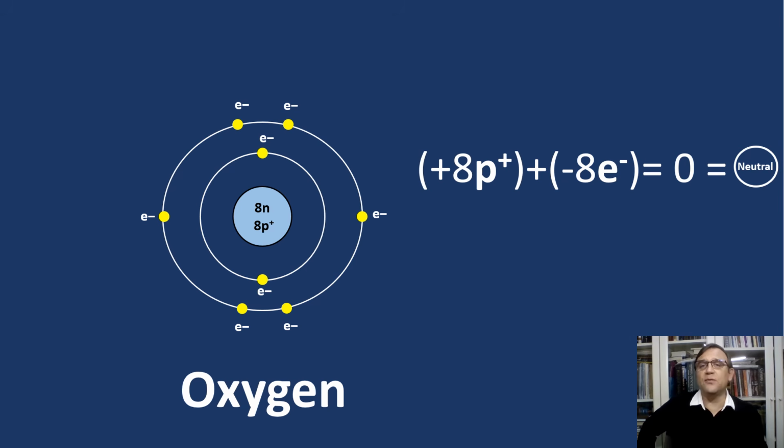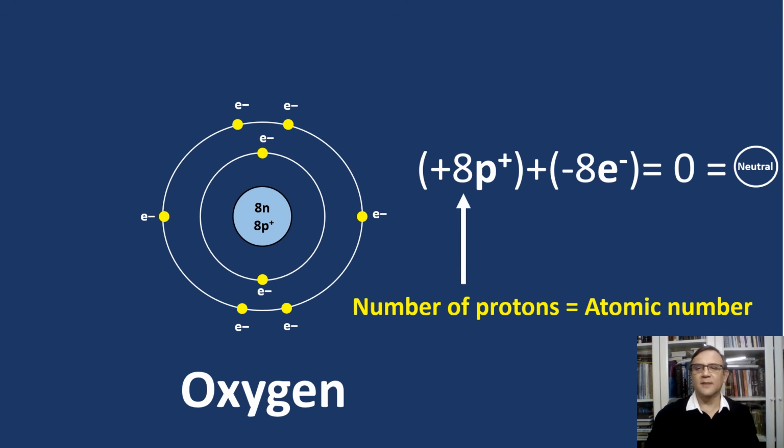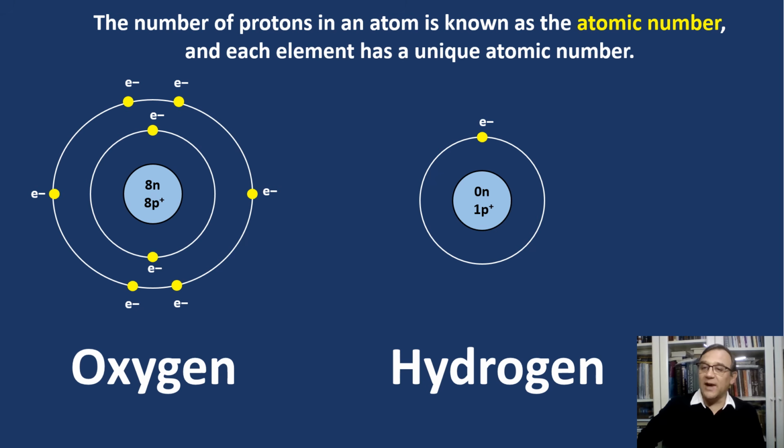A positive 8 from the protons plus negative 8 from the electrons equals 0, which means the overall charge of the atom is neutral. The number of protons in an atom is called the atomic number, and each element has its own atomic number. So what is the atomic number of oxygen? It's 8. And what is the atomic number of hydrogen? 1. Hydrogen is the simplest atom consisting of just 1 proton and 1 electron with no neutrons.